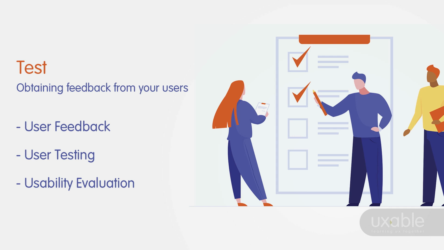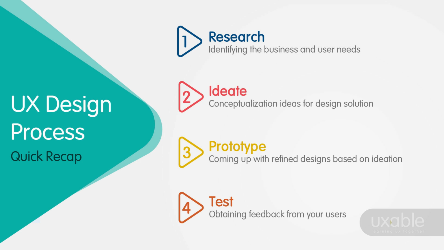So we'll just quickly summarize the UX process in the 4 stages. First, research, identifying the business and user needs. Second, ideate, conceptualizing ideas for design solution. Third, prototype, coming up with refined designs based on ideation. Fourth, test, obtaining feedback from the real users.